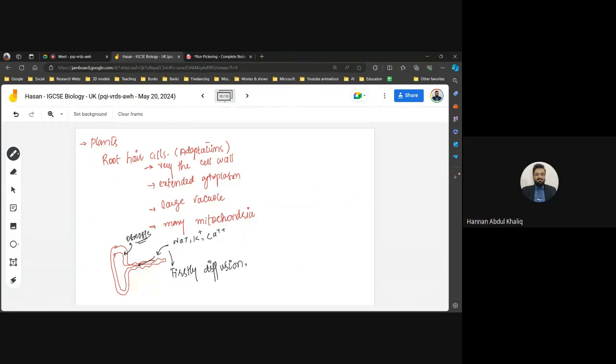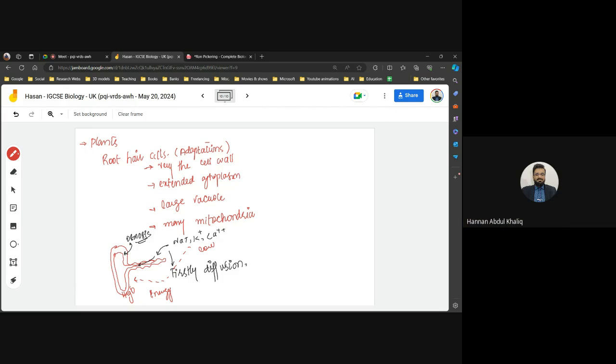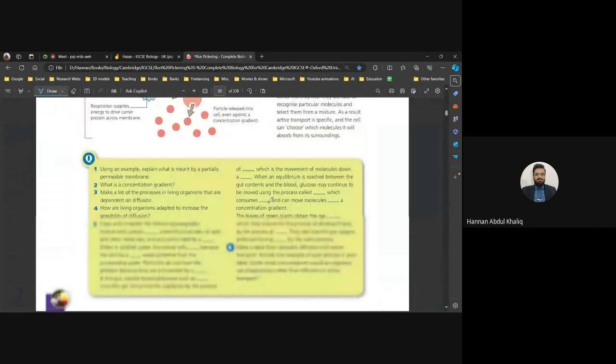So you'd keep on doing the diffusion again and again until your concentration gradient has reversed. Now you would be moving these same ions, but now you would be moving them from low to high, giving the energy. Now they are low outside and high inside, so you would have to move them through active transport. Is it clear? Yeah. Good. So this is about this whole chapter and all these phenomena.